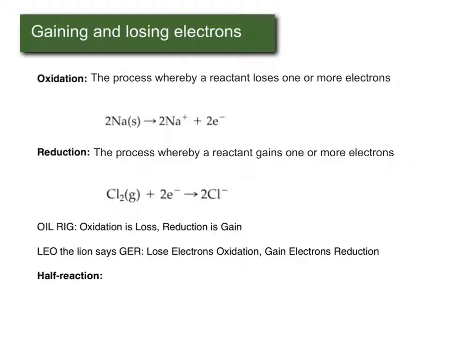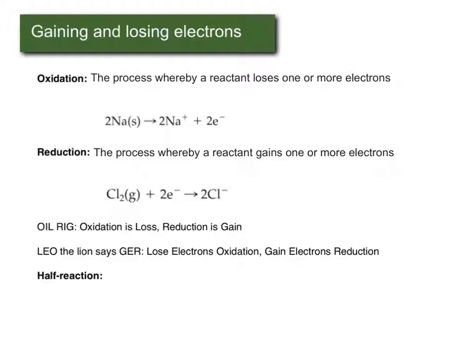One way to help you remember this, there are actually two different acronyms here. The first is OIL RIG. OIL for oxidation is loss, and RIG for reduction is gain. So when something's reduced, it gains electrons. When something's oxidized, it loses electrons. And another acronym is LEO the lion says GER. So LEO for lose electrons oxidation, and GER for gain electrons reduction.